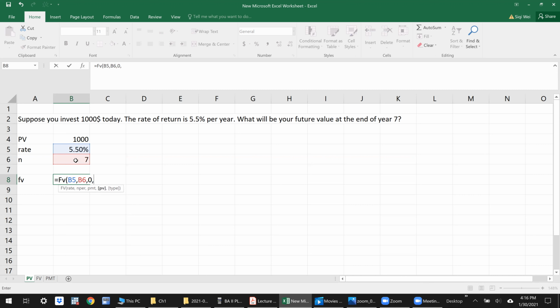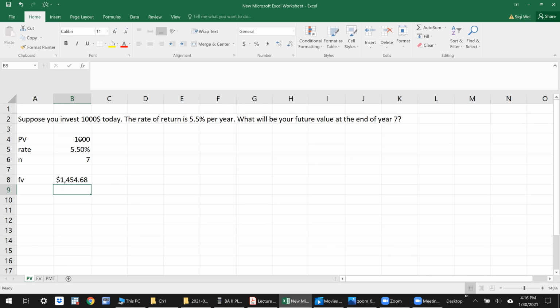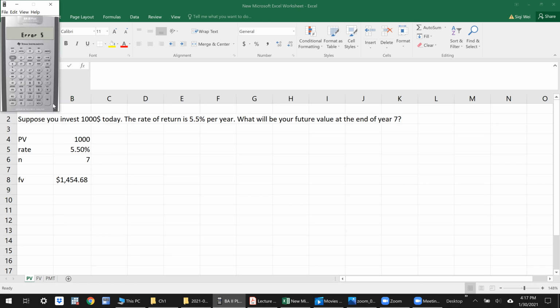And now you have a negative present value, close parentheses. Now you have a future value of 14.5468. Okay, easy enough. If you do that using your financial calculator, you should be able to get the same results. Let me show you real quick.